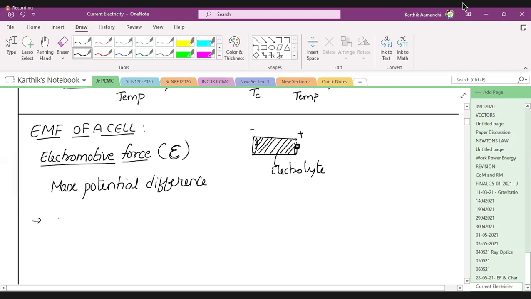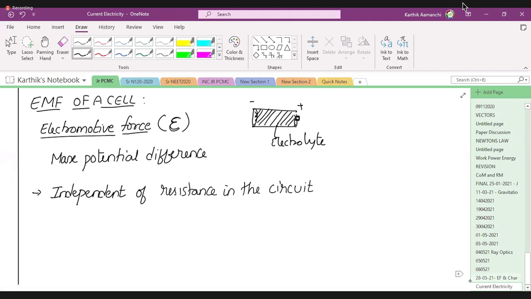Second point. EMF is independent of the resistance in the circuit. So if there is a resistance in the circuit, EMF does not depend on it. If you put 1,000 ohm, 2,000 ohm, or 10,000 ohm, your EMF will not change.